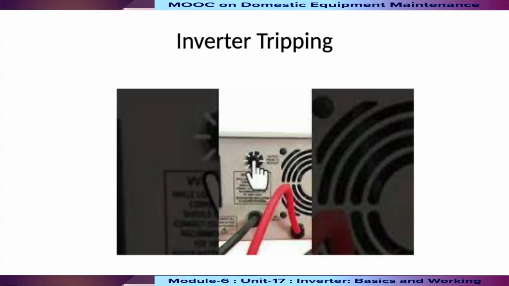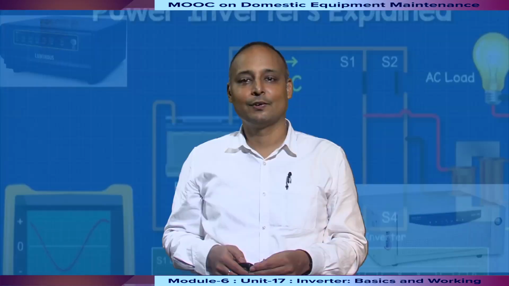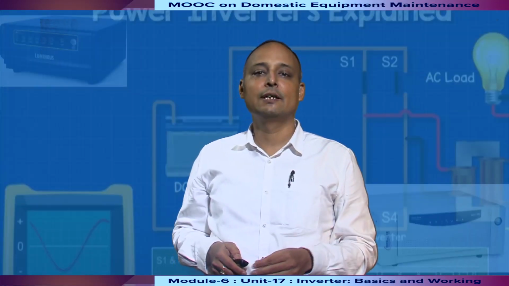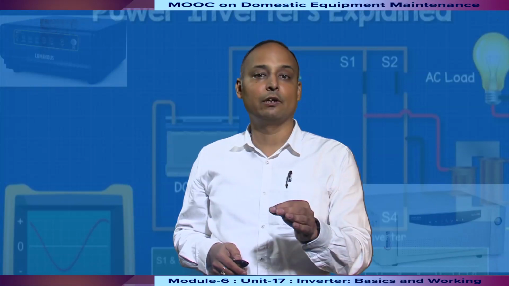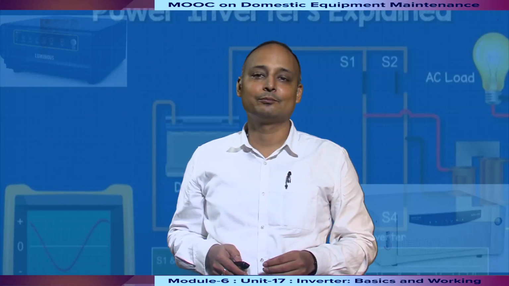False tripping or shutdowns. Some inverters may experience false tripping or sudden shutdowns due to overload, short circuits, or excessive voltage fluctuations. Ensure the connected electrical devices or appliances are not exceeding the inverter's rated capacity. If the problem persists, consult a professional electrician to inspect the home's electrical wiring and grounding.